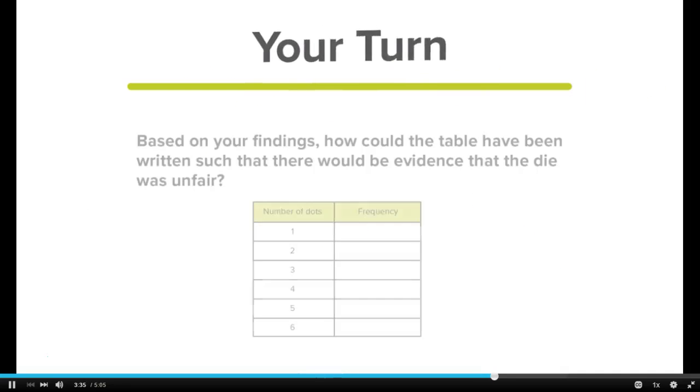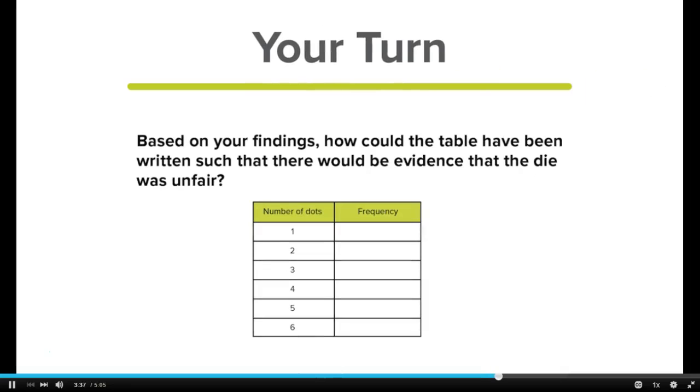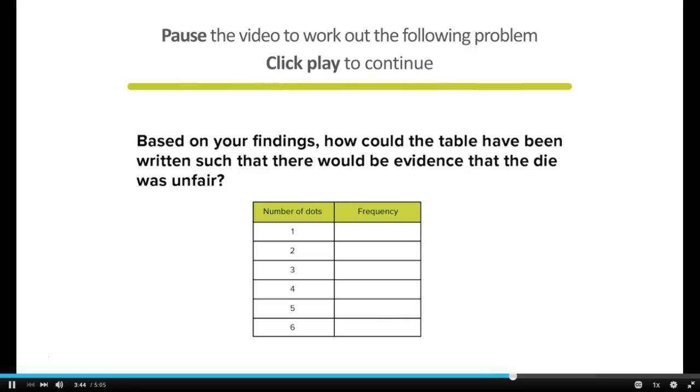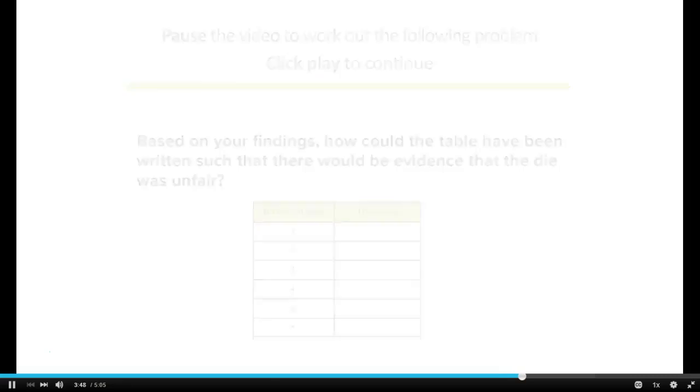Now it's your turn. Based on your findings, how could the table have been written such that there would be evidence that the die was unfair? Pause the video to work out the following problem. Click play to continue. Let's look at how we could solve this using what we found. It is very unusual to get a frequency below 2 or above 9. Having a frequency of 0 or 12 would indicate that perhaps the die was unfair.